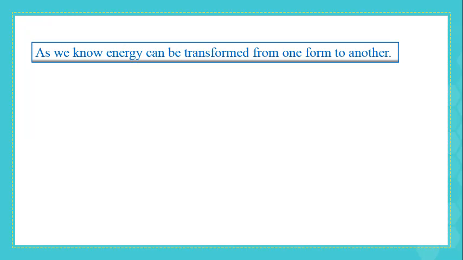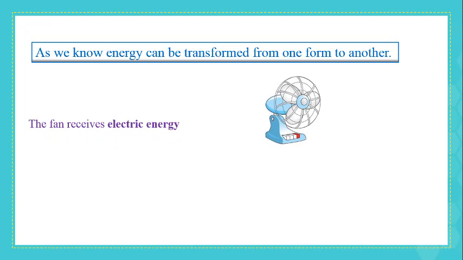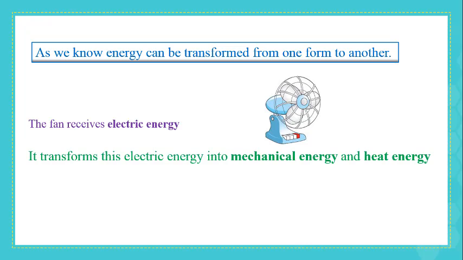As we know, energy can be transformed from one form to another. For example, the fan receives electric energy. This electric energy will be transformed by the fan motor into mechanical energy and heat energy as well. Mechanical energy is said to be useful produced energy, while heat energy is lost energy.